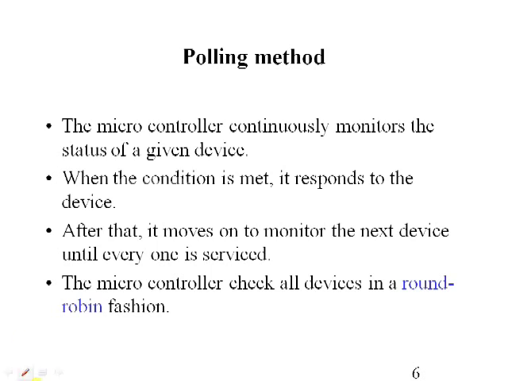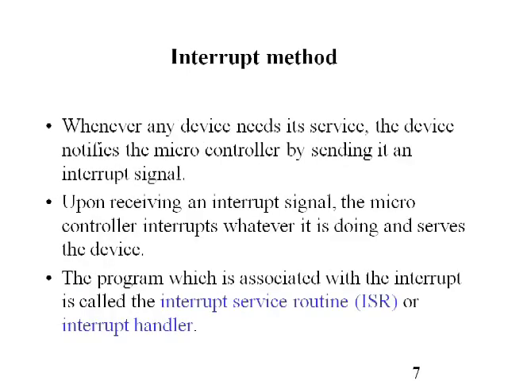With this polling method, we are wasting the efficient time of the processor. In order to overcome this drawback, in most computers the interrupt method is used. Let us see what an interrupt method is. Whenever any device needs service, the device notifies the microcontroller by sending it an interrupt signal. Upon receiving an interrupt signal, the microcontroller interrupts whatever it is doing and serves the device. So the processor continues its operation until it receives a signal from a device. As soon as it receives a signal from a device, it will respond to that device. The program which is associated with the interrupt is called the interrupt service routine or interrupt handler.